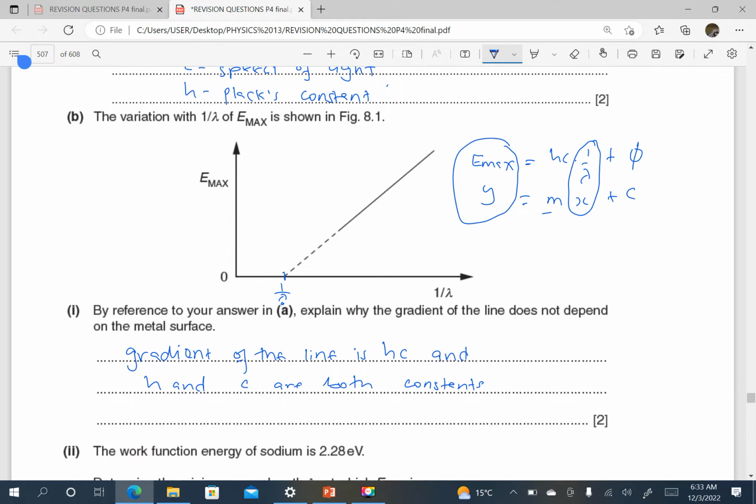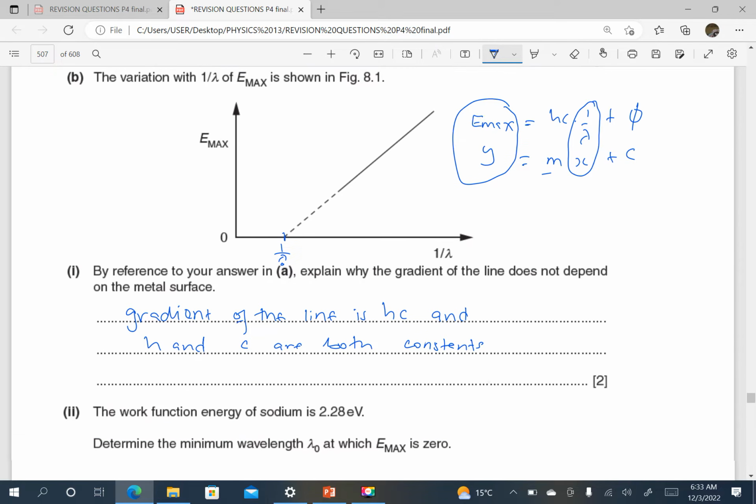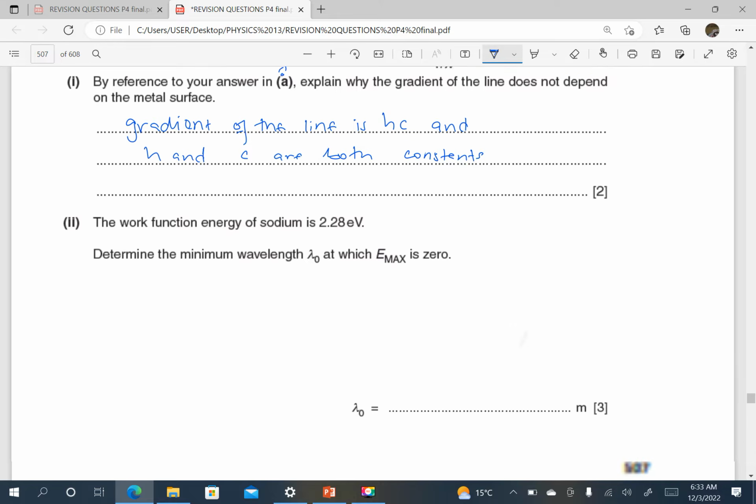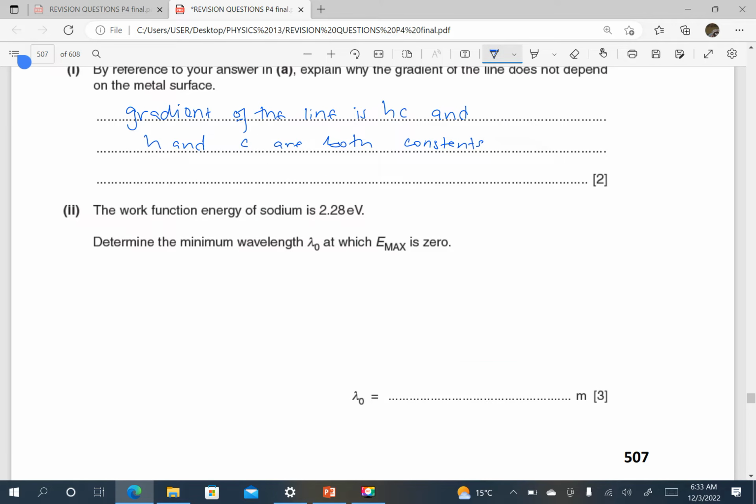So the gradient of the line is a constant. It doesn't depend on the nature of the metal surface. The work function energy of sodium is 2.28 electron volts. Determine the minimum wavelength at which Emax is 0.